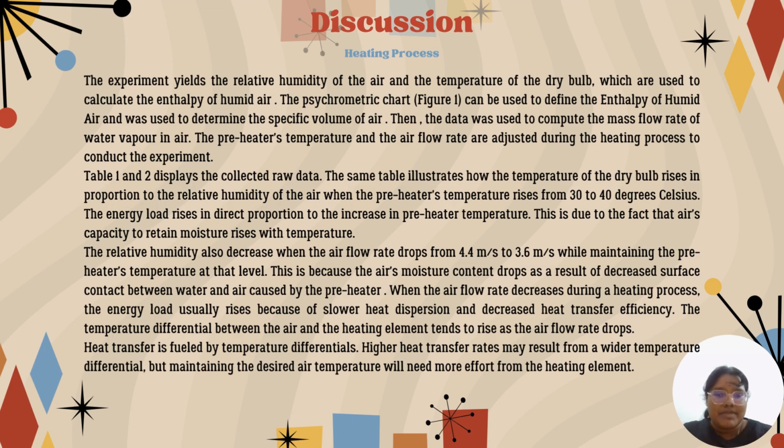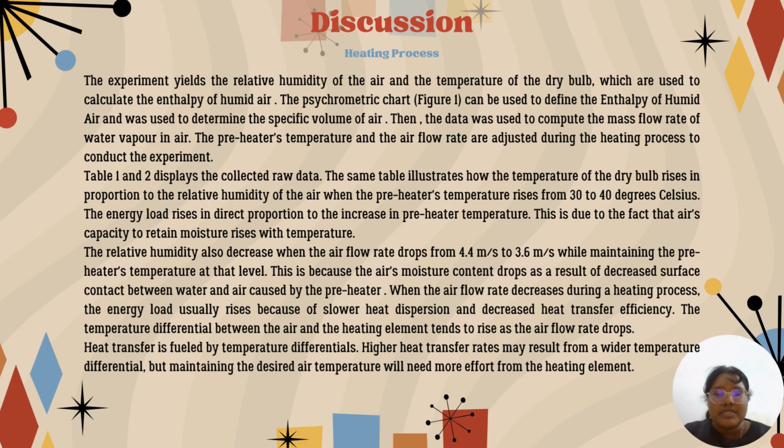The preheater's temperature and the air flow rate are adjusted during the heating process to conduct the experiment. Tables 1 and 2 display the collected raw data. The same tables illustrate how the dry bulb temperature rises in proportion to the relative humidity of the air when the preheater's temperature rises from 30 to 40 degrees Celsius. The energy load rises in direct proportion to the increase in preheater temperature. This is due to the fact that air's capacity to retain moisture rises with temperature.